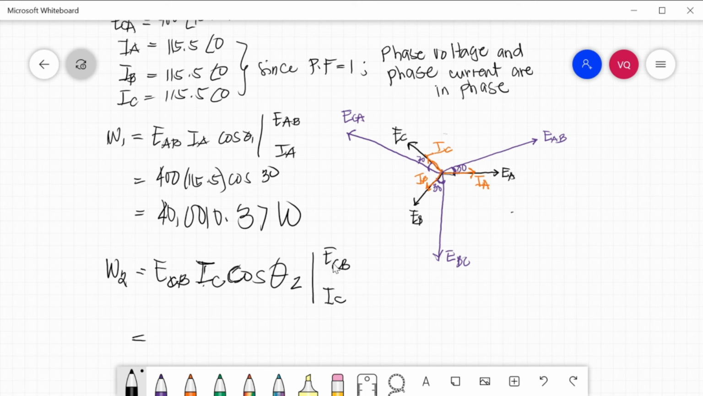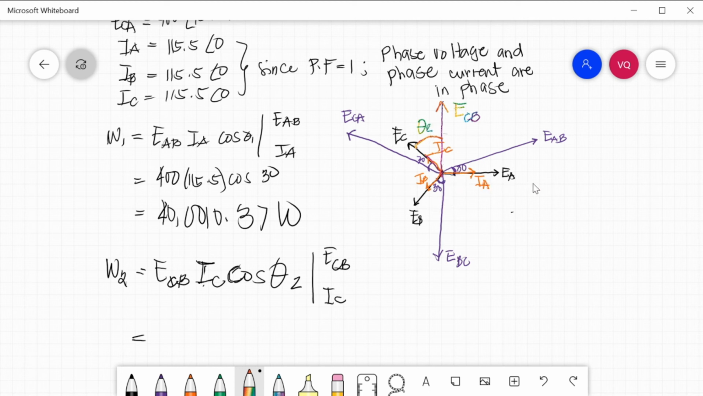Theta 2 is the angle between ECB and IC. Where is ECB? Since this is EBC, the negation of your EBC is here. This is ECB, I mean. And we need the angle between ECB and IC. Here is IC. How do we compute the angle between them, which is this one? This is your theta 2.